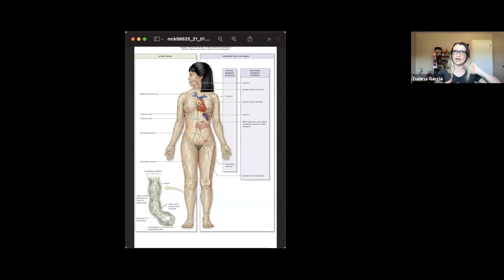So here we're going to focus on what is what, and then in chapter 22, we'll add some more stuff, but also we'll see how these structures are functioning.